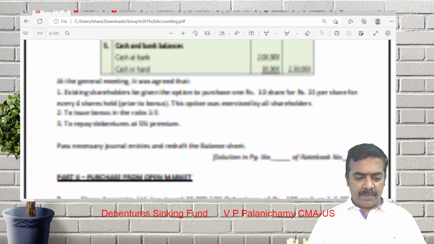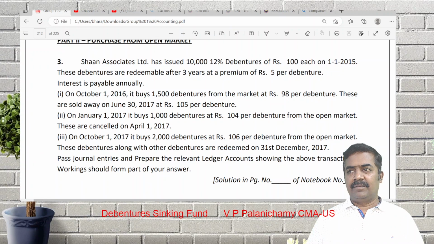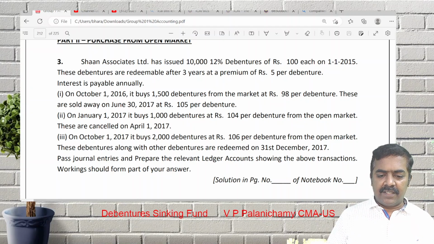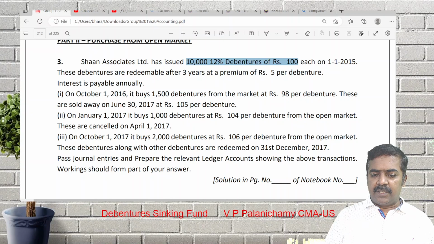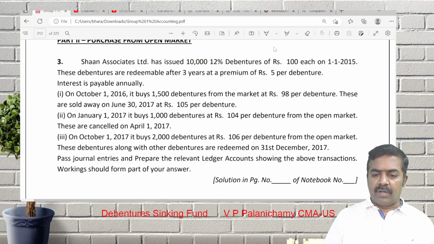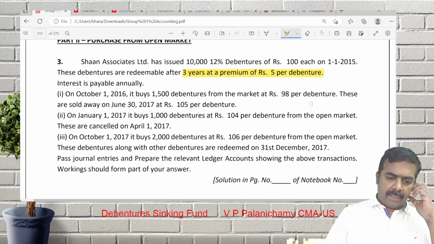We did question number 2 last. Go to question number 3. Look at question number 3. Sean Associates issued how many debentures? 10,000 12% debentures of 100 each on 1/1/2015. These debentures are redeemable after how many years? 3 years at 5%. Which means, look at when the debentures are redeemable. 3 years. 10%.